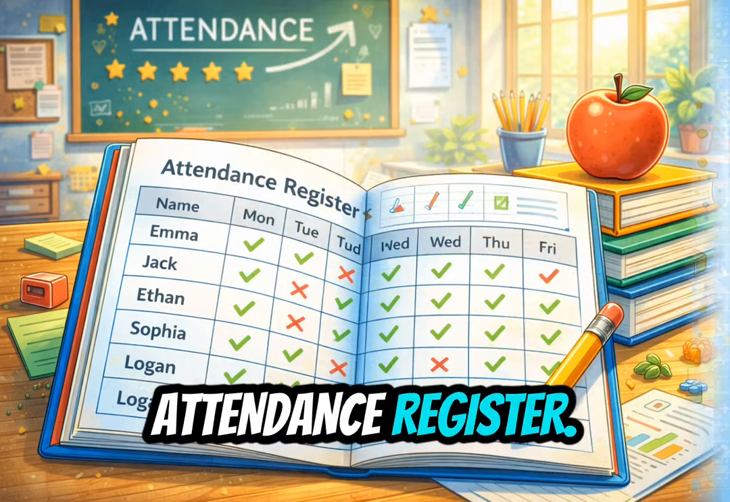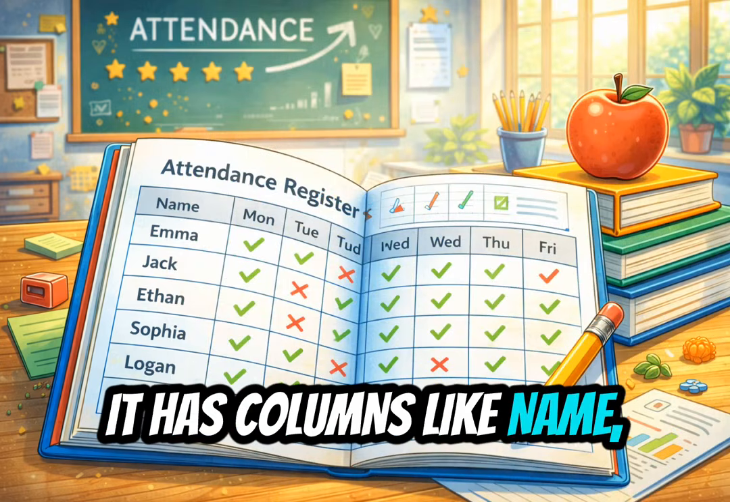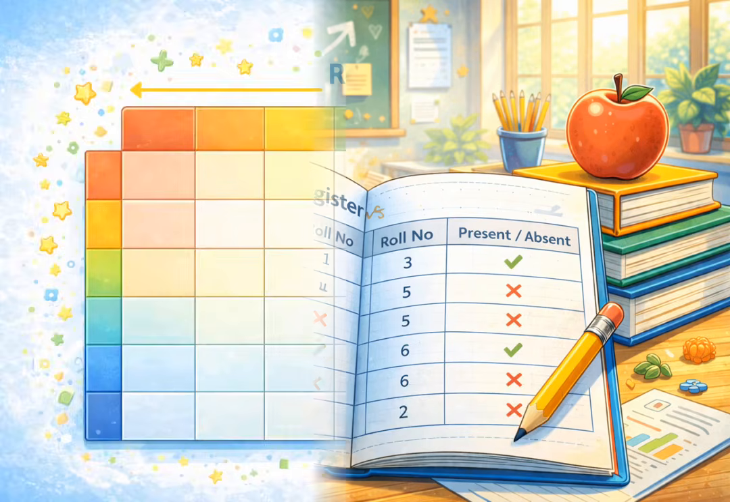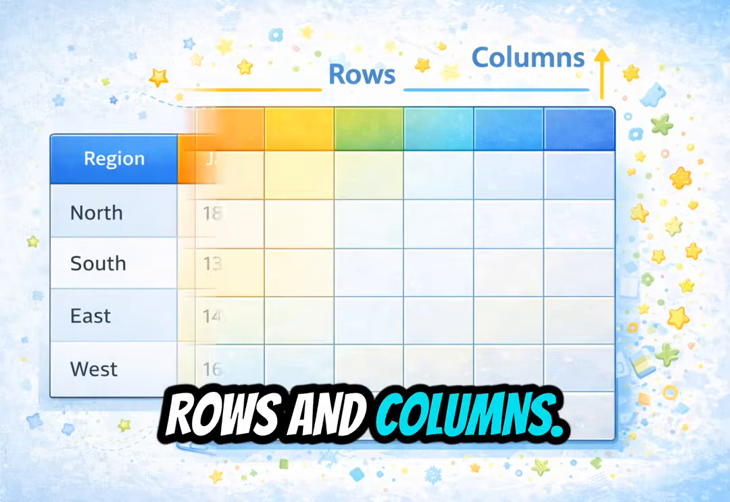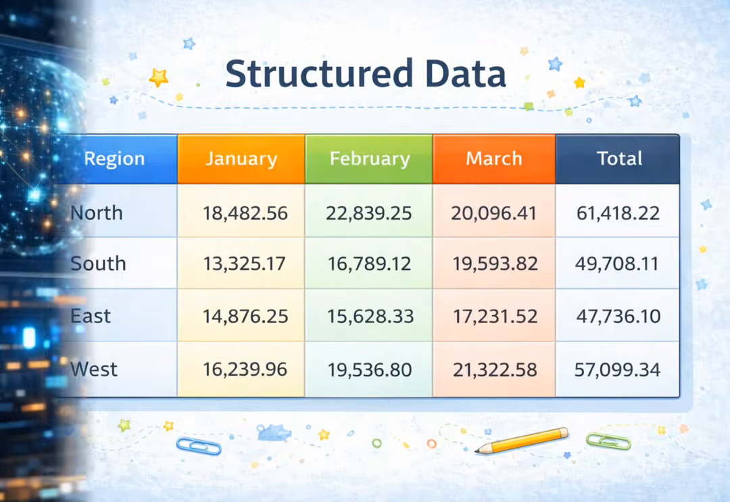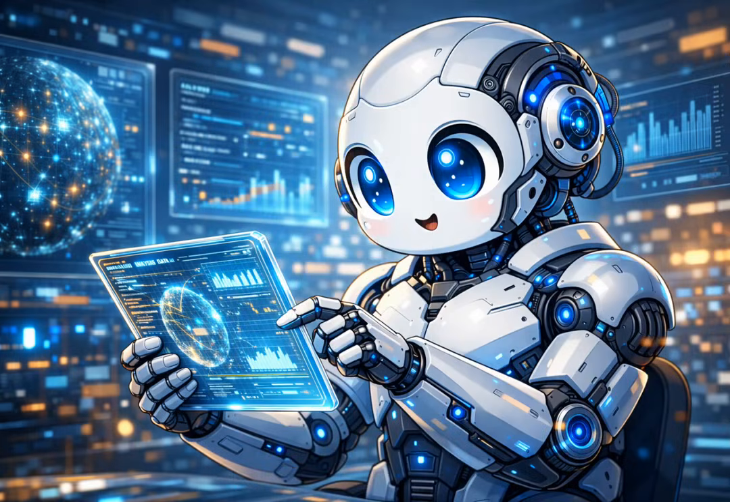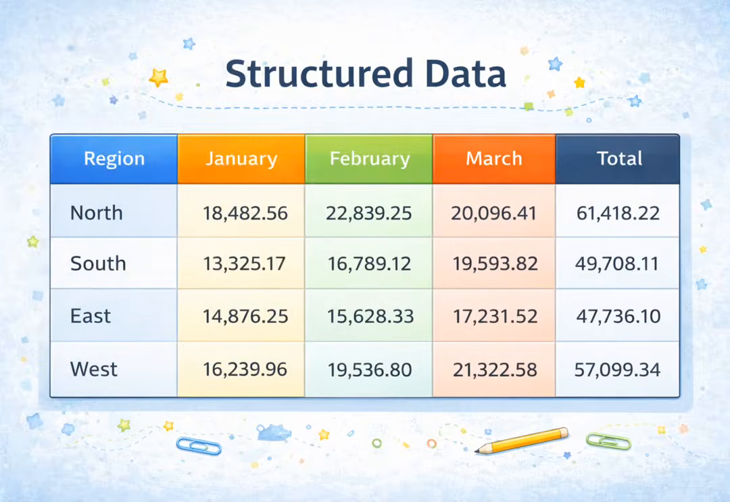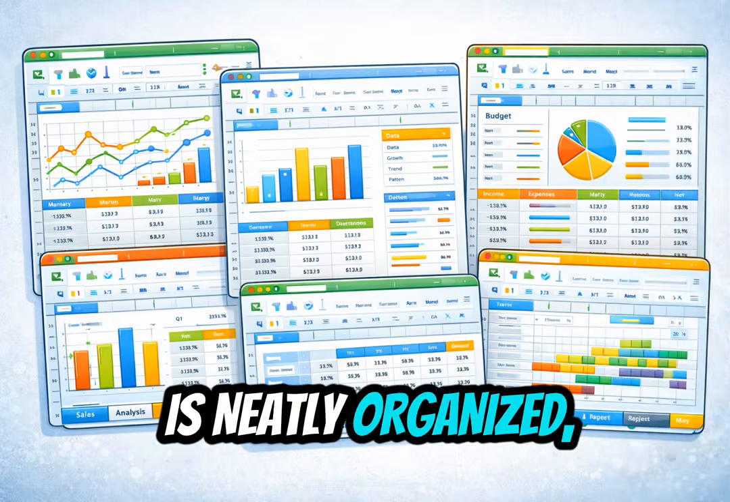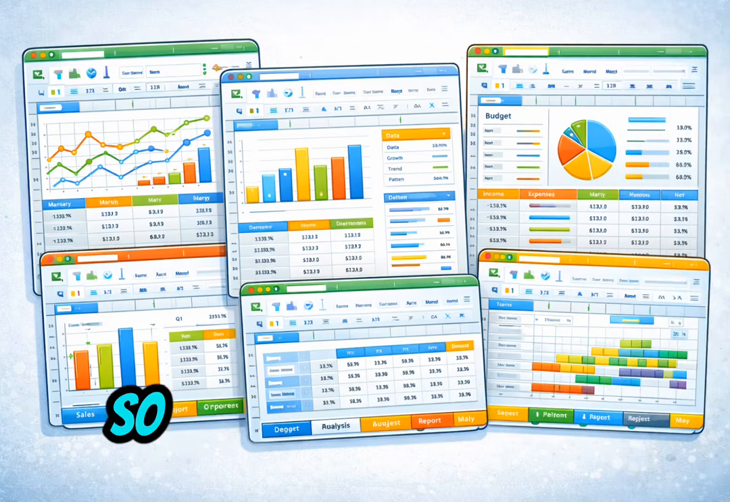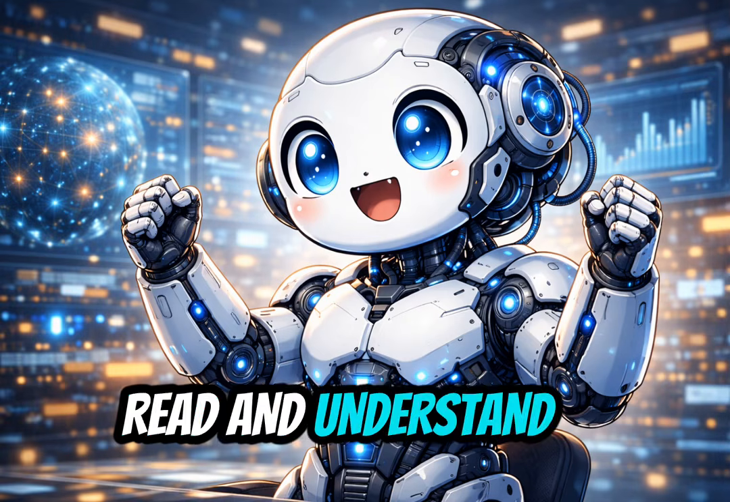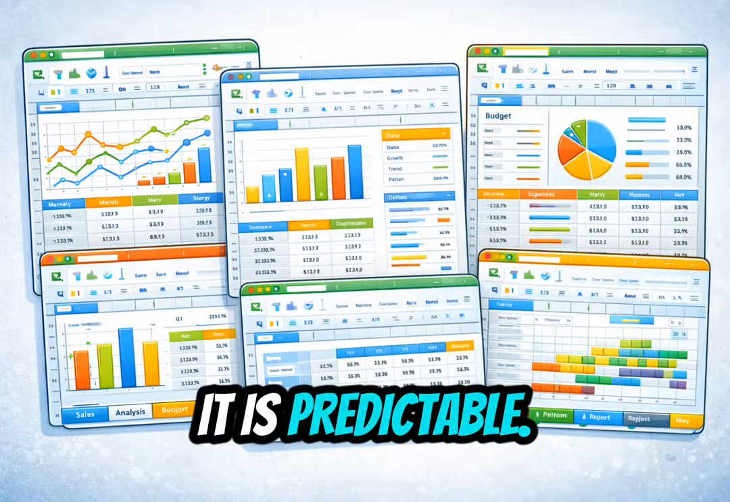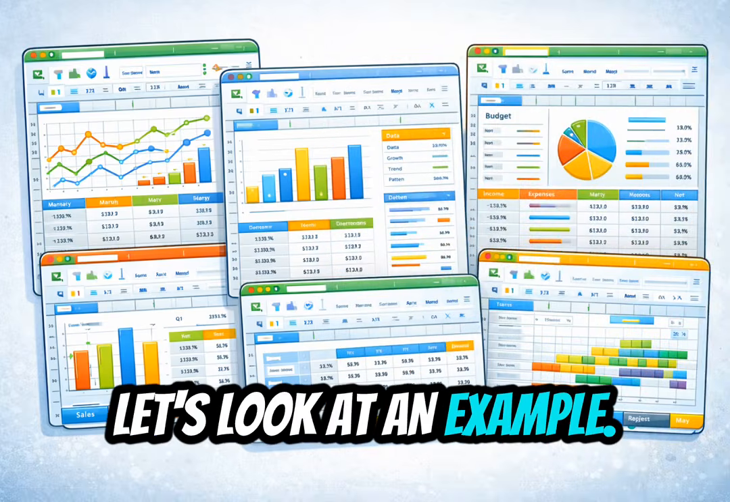Imagine your school attendance register. It has columns like name, class, roll number, present or absent. Everything is arranged in rows and columns. Nothing is random. Nothing is confusing. Everything has a place. This is called structured data. Structured data is data that is neatly organized, usually in tables, so computers can easily read and understand it. It follows a pattern. It follows rules.